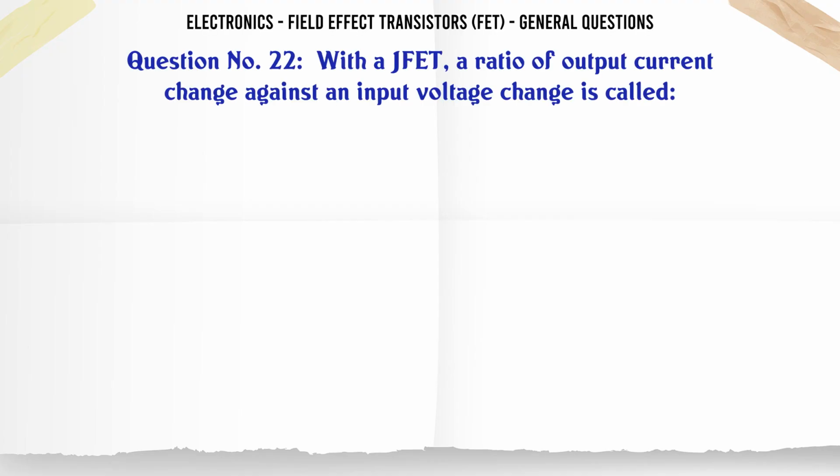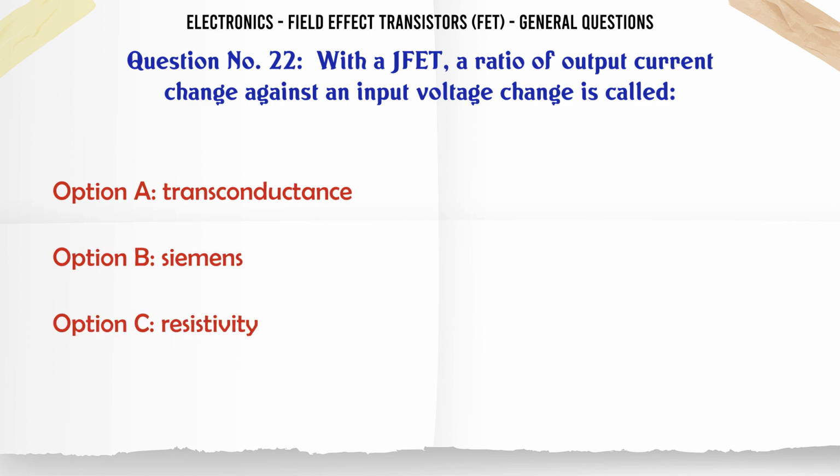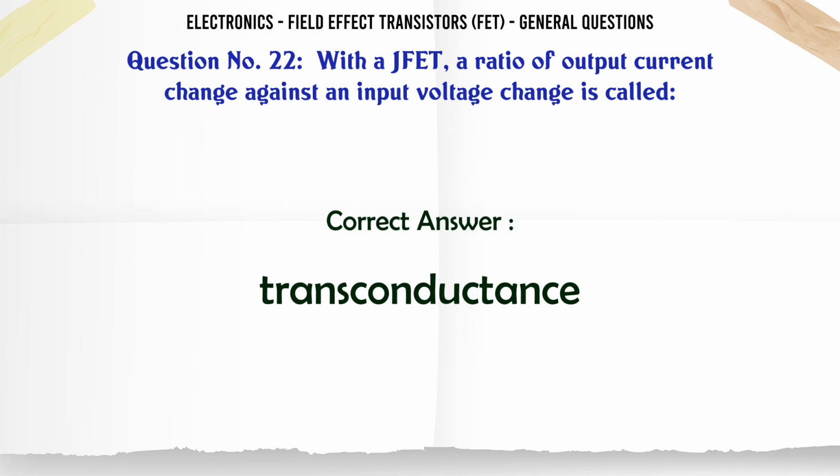With a JFET, a ratio of output current change against an input voltage change is called A. transconductance, B. Siemens, C. resistivity, D. gain. The correct answer is transconductance.